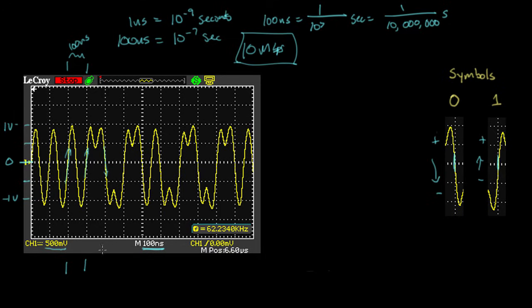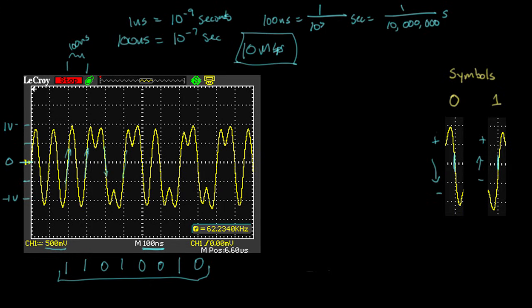And so if we keep going, now we get to a transition where we're going from a positive voltage to a negative voltage, and that's a 0. And here we're going from negative to positive, so that's a 1. Positive to negative is a 0. Positive to negative again is a 0. Negative to positive is a 1. And positive to negative is a 0. And so here we've decoded 8 bits. And 8 bits makes a byte. And so we've decoded a byte of information from this Ethernet.